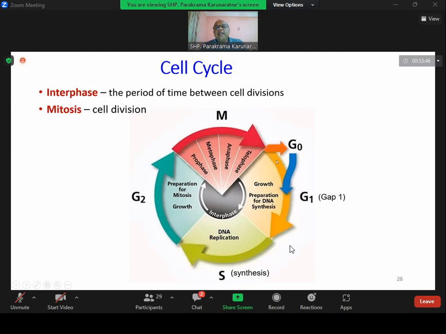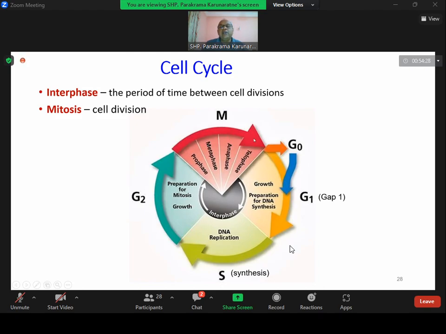And then the new cell goes to G0, the period where the normal cell does its normal functions. Then they come to gap 1, preparing for DNA synthesis, and then DNA replication occurs. This is called the synthesis period, S. After replication, now they have two chromatids, one chromosome, now two chromatids in each chromosome. Preparation for mitosis and growth also happen during this period, and they enter this phase.